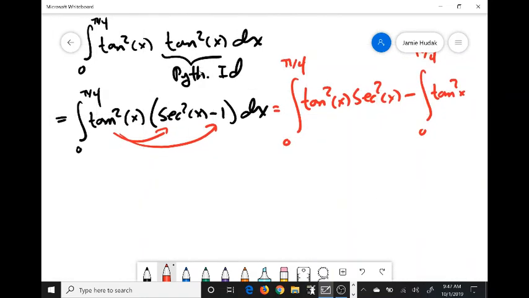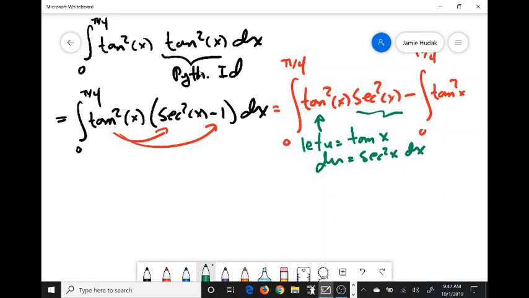And now, when we look at it, we say, well, if we let u be tangent here, then du is secant squared x dx. We say, well, that's an exact match. That's going to work out nicely. So the first integral is easy to do, but what do we do for the second integral? And the trick here is anytime you have tangent squared, you convert it using the Pythagorean identity. Because don't we know the antiderivative of secant squared?